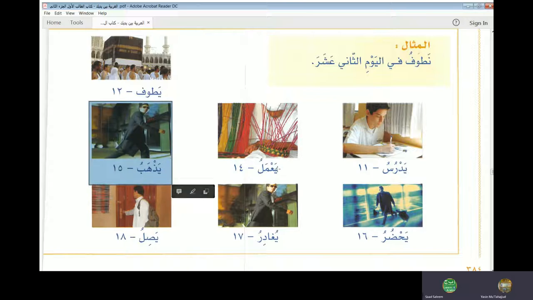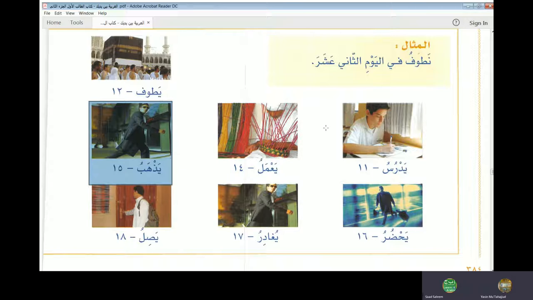So, Nadhabu fil yawmi... Khamsata Ashara is 15. We are talking about the 15th. I don't know how to say it. Al-Khamis Ashara. Okay, that's where I started. Okay, I think I got it now.